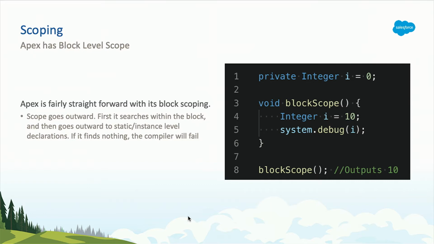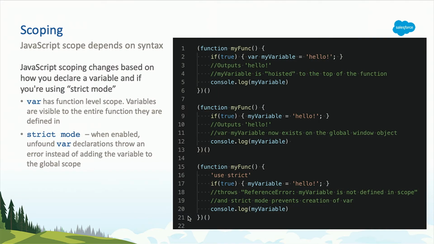When a token is used in a block, the compiler searches within that block for its definition. If it can't find it, it searches outside of that block to see if it's a static or an instance property in that class. And if it still can't find it, it checks the global scope. In the global scope, you have tokens like test and schema and database. If that fails, then you get a compilation error. Pretty straightforward.